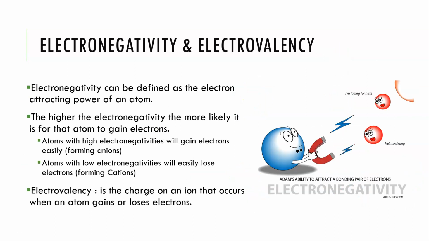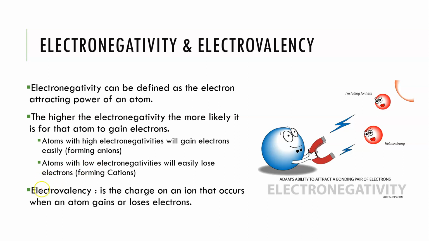If we think back to the unit we did on the periodic table and we talked about electronegativity, the ability for something to draw electrons to itself, the higher the electronegativity of an atom, the more likely it is for it to gain electrons. So things that have a high electronegativity, such as our non-metal atoms, will form anions. Things that have low electronegativities or are highly electropositive, such as the metals on the left-hand side of the periodic table, lose electrons easily and will form cations.